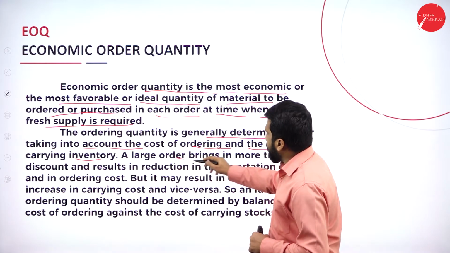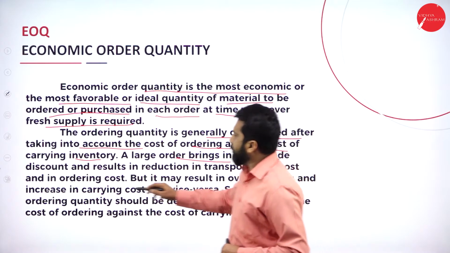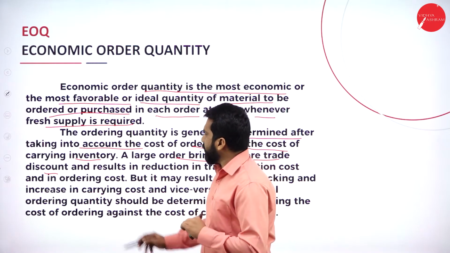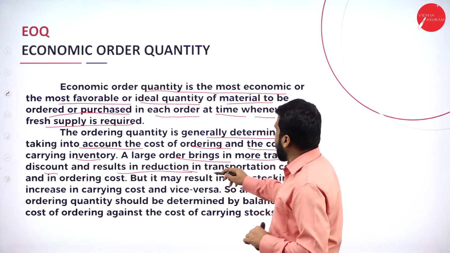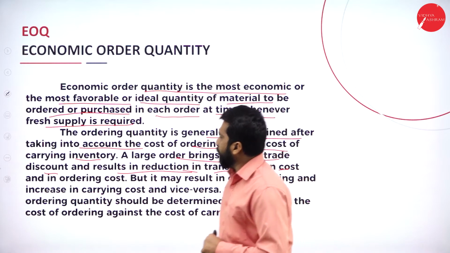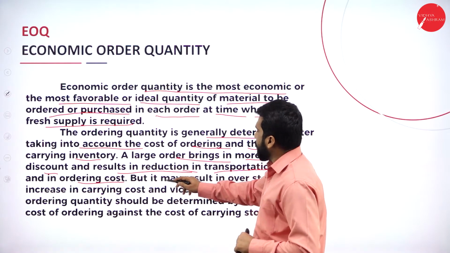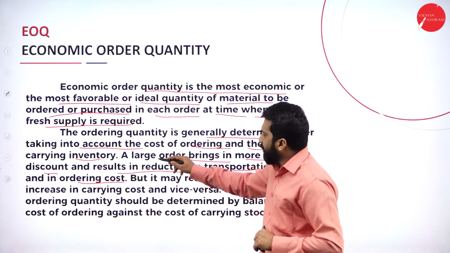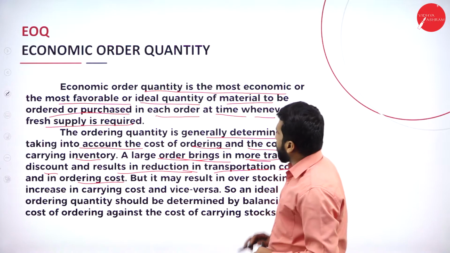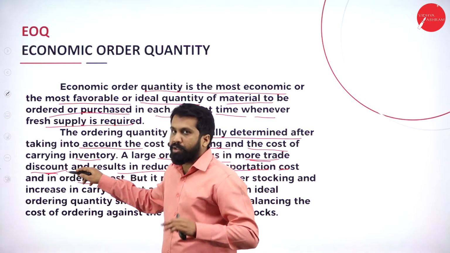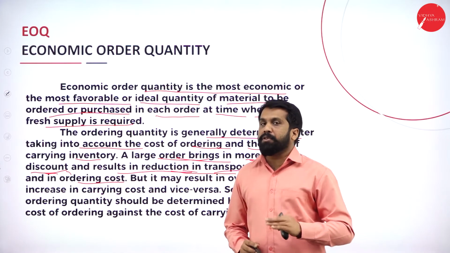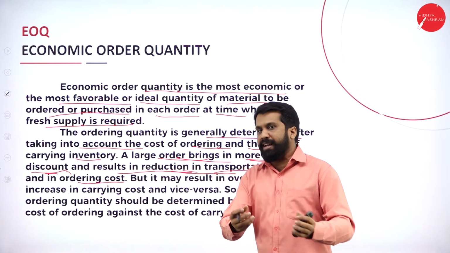Now, a large order brings more trade discount. You can go for a large order because you will get more discount, resulting in reduction in transportation cost. It will also reduce your transportation cost and ordering cost. As I explained, if you go for 1000 units in a large order, you will get more discount and a reduction in transportation. Instead of going 10 times, in one time you can bring everything.